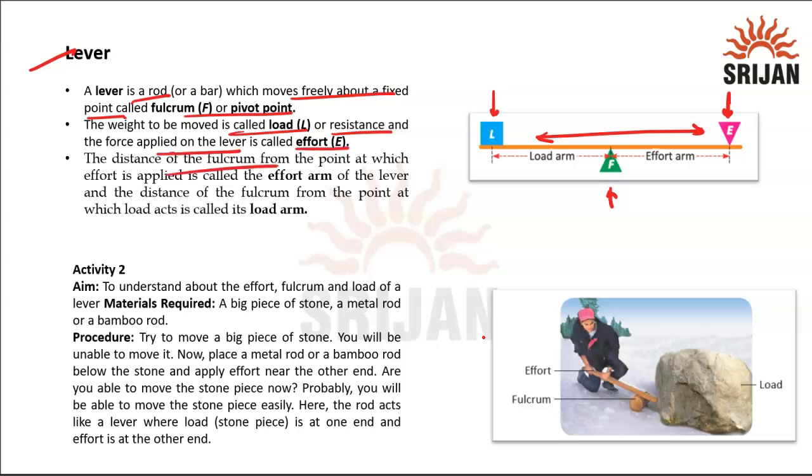The distance of the fulcrum from the point at which effort is applied is called the effort arm of the lever, and the distance of the fulcrum from the point at which the load acts is called the load arm, which you can see here and here. Effort arm is the distance between effort and fulcrum, and load arm is the distance between load and fulcrum. And easily you can say this is the load arm, this is the effort arm.